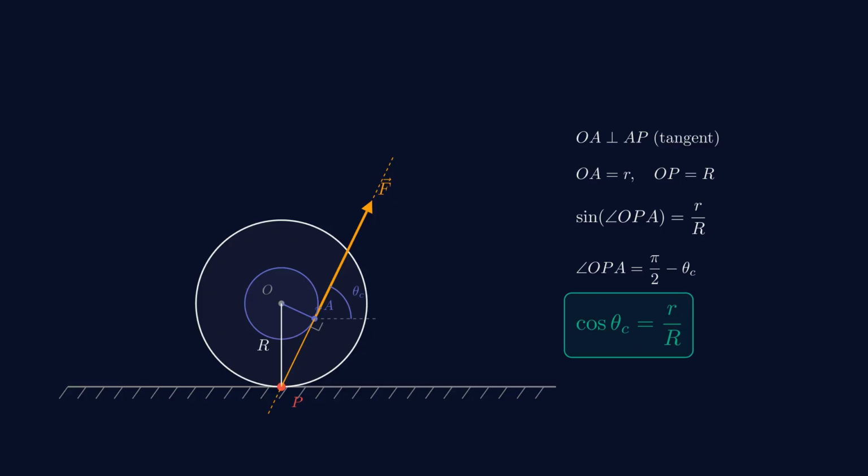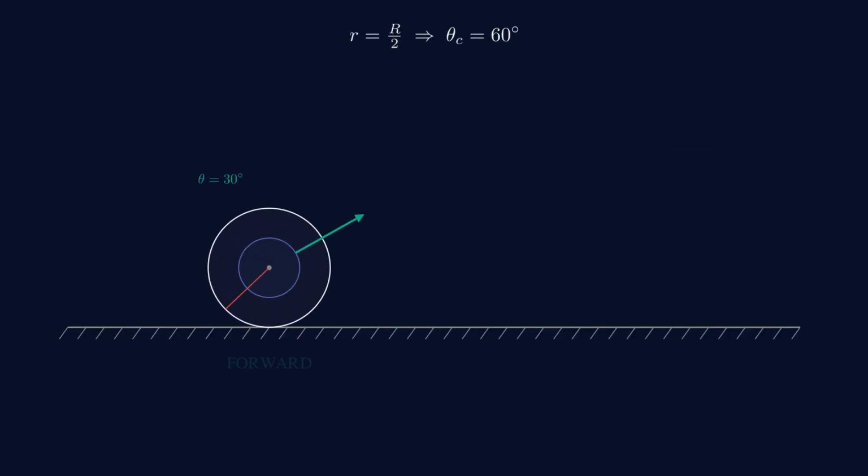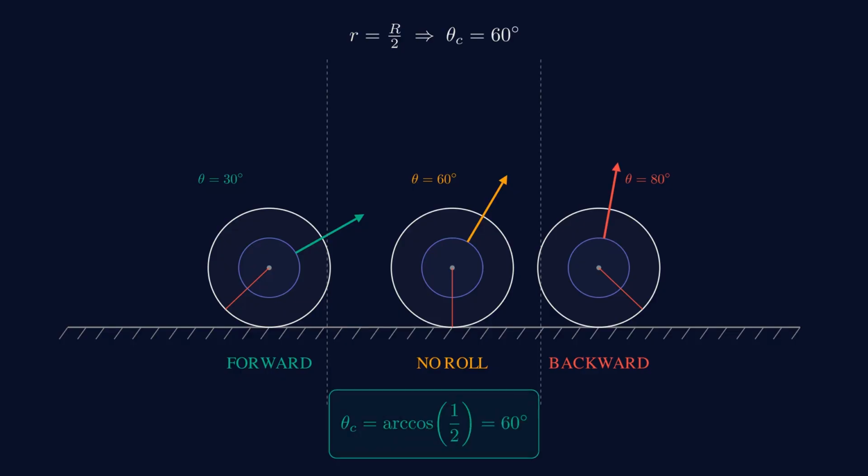Let's see it in action with r equals half of R. The critical angle is arc cosine of 1/2, which is exactly 60 degrees. Pull below 60 degrees, the reel rolls toward you. Pull above 60 degrees, it rolls away. And right at 60 degrees, the reel slides without rotating.